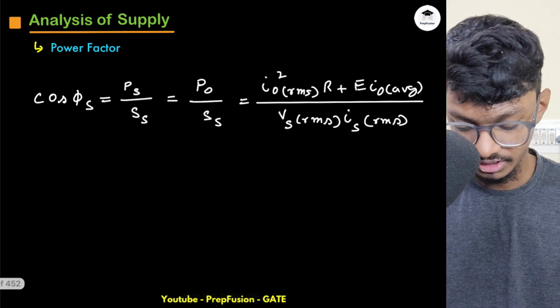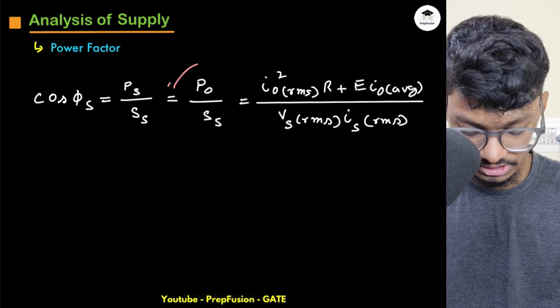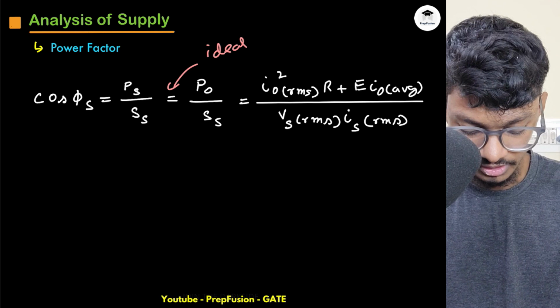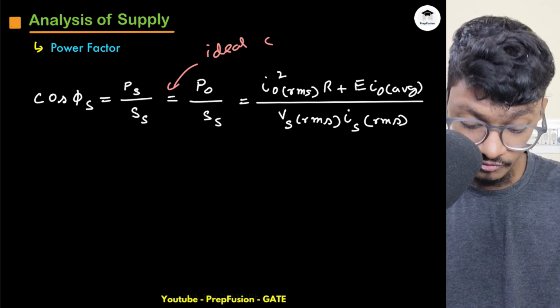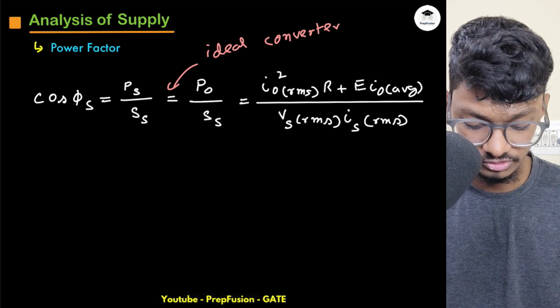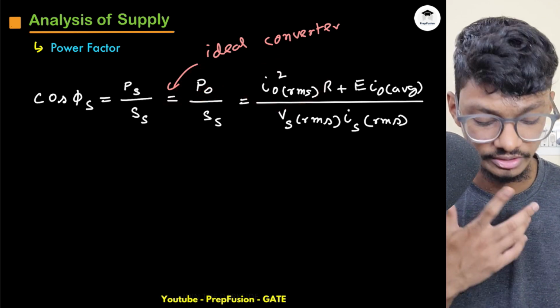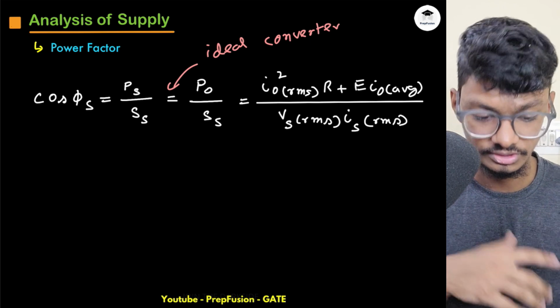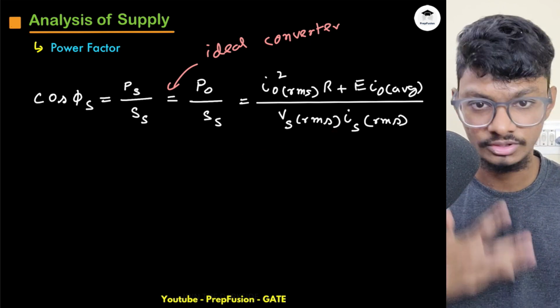Power factor, again, if the converter is ideal, PS will be equal to PO. And we will do a few numericals on non-ideal converters as well. Don't worry about that. PS will be equal to PO. And what is PO? PO is IO RMS whole square into R plus E into IO average. Okay, and this is simply VS average into IS average.